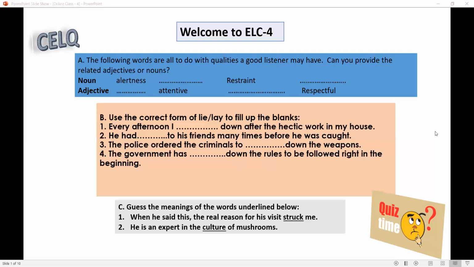I'm giving the answer in the last slide. You can view that and check whether your answers are right or not.